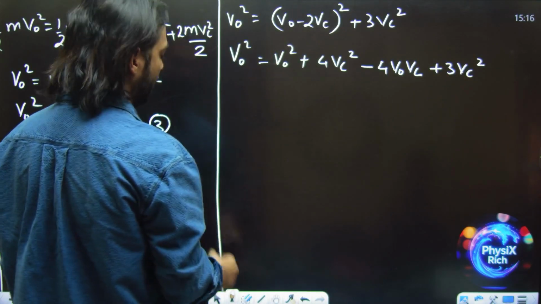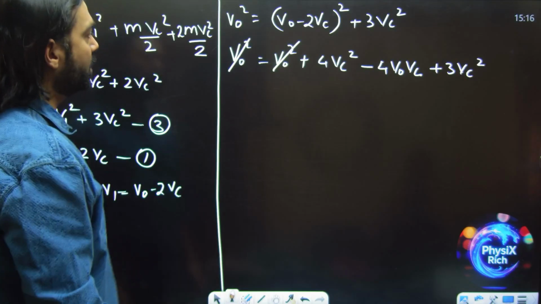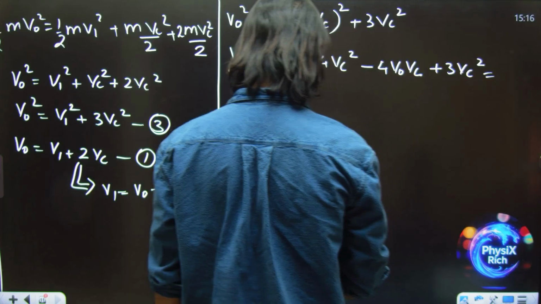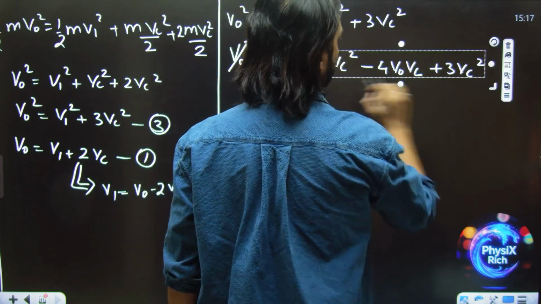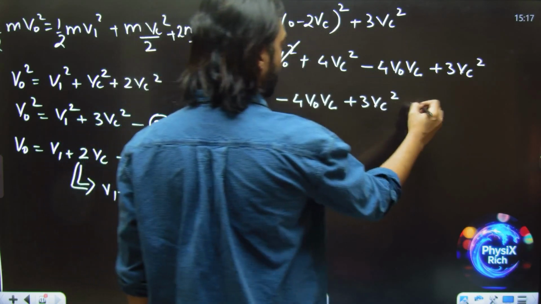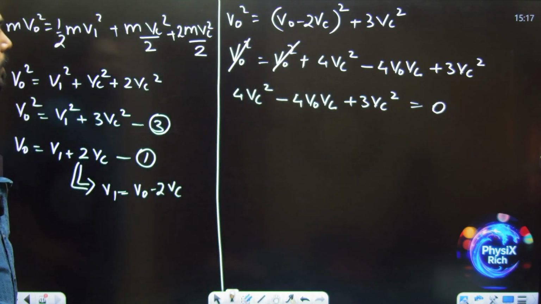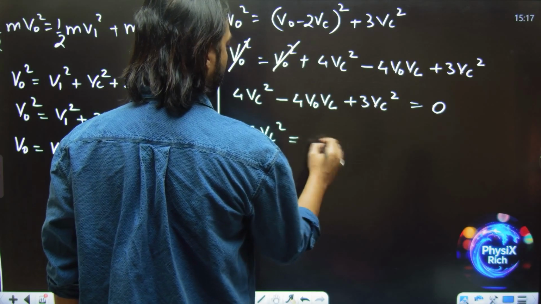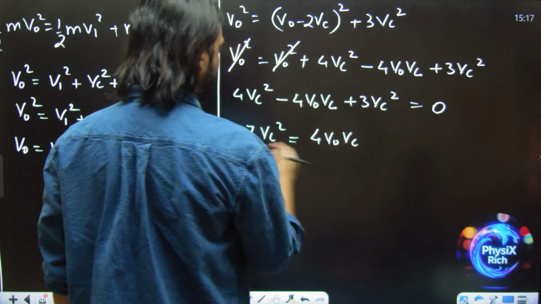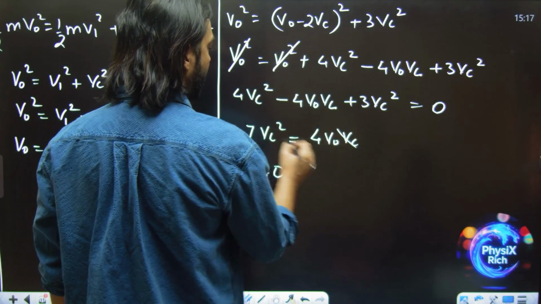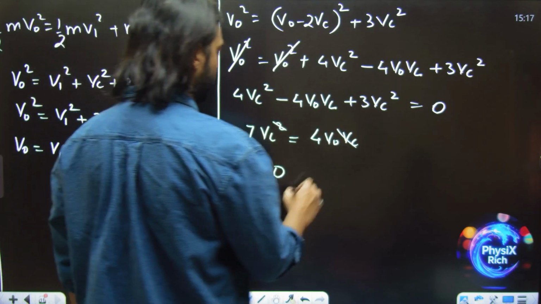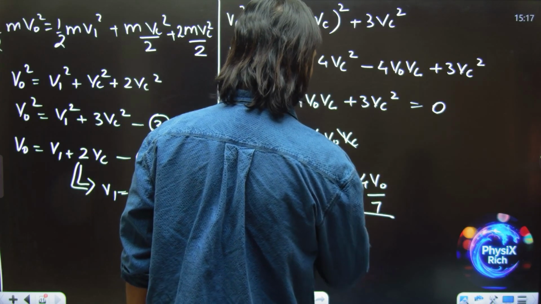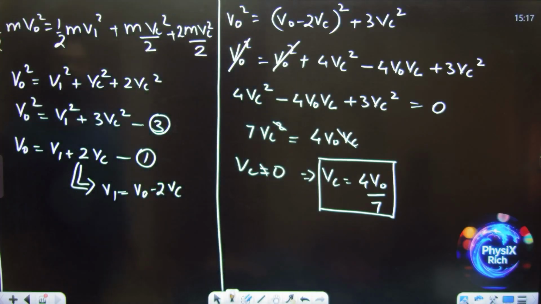I see a lot of cancelling happening. So there's a 0. Now this remaining term becomes equals to 0. So I can just copy this and put this equal to 0. Is that actually a quadratic? I don't see that this is a quadratic. I see that this is a 7 Vc square, and this is equals to 4 V naught Vc. In fact, Vc cannot be equal to 0, so I find that equation to be giving me a trivial solution, which means that my answer for Vc is 4 V naught by 7. Okay, 4 V naught by 7.